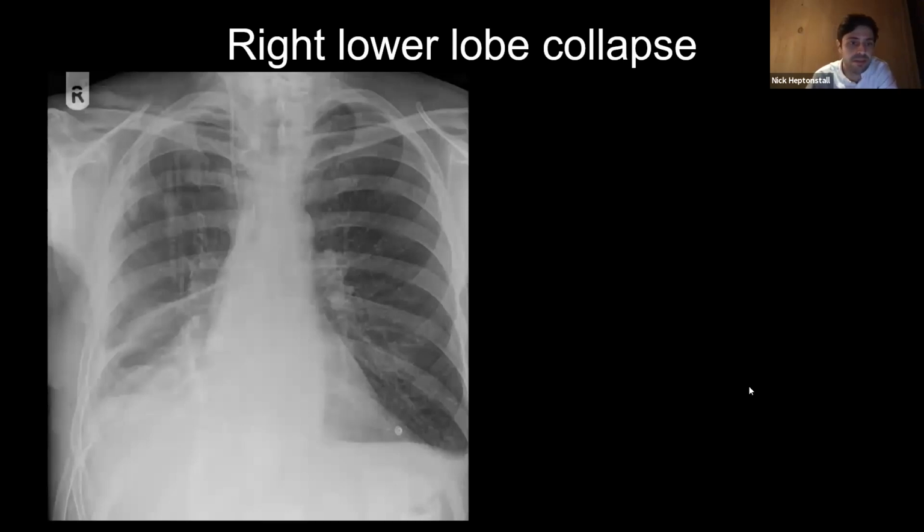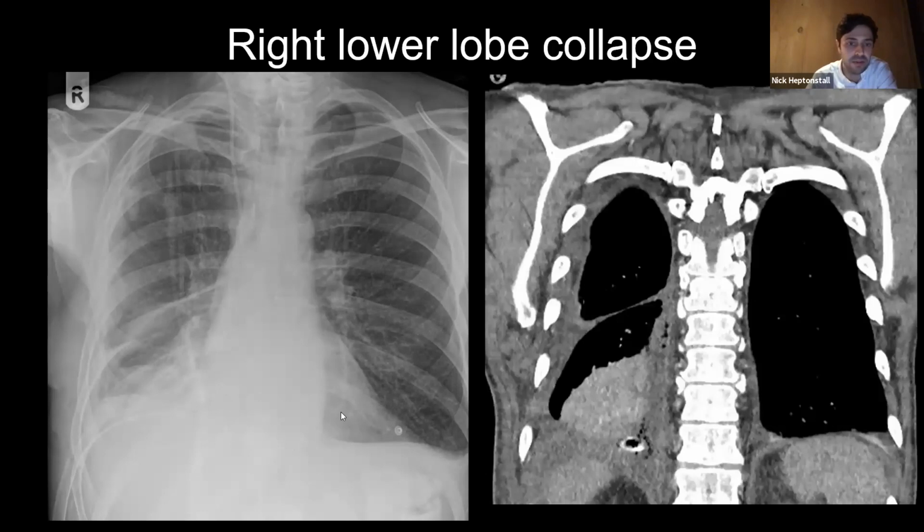So this is another example of a right lower lobe collapse. Sometimes they can look an absolute mess, and you don't get that very nice straight line, but typically you've lost that medial border of the right diaphragm. So again, another example of right lower lobe collapse.